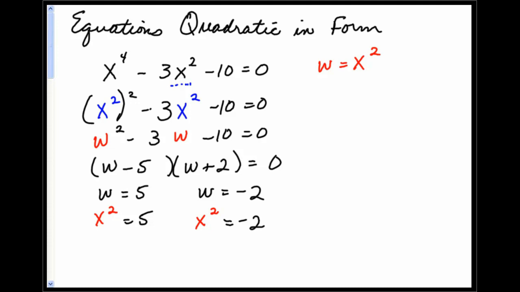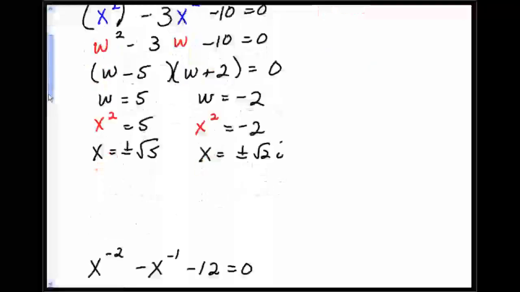Taking the square root of both sides, x will equal plus and minus the square root of 5. x will equal plus and minus the square root of 2 times i. And be careful not to put the i underneath the radical sign.